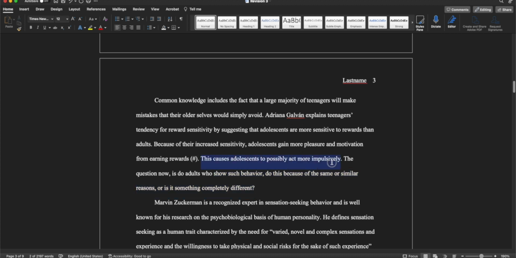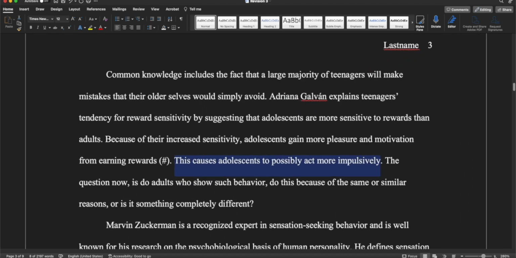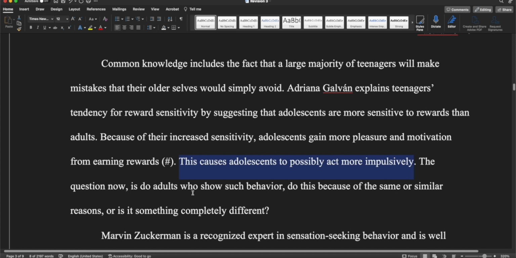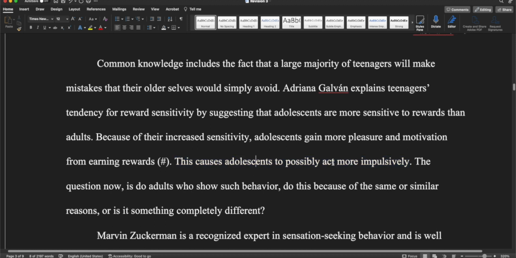Now, I do have another question here. So let's look at the nature of this information. Let's zoom in just a bit. This causes adolescents to possibly act more impulsively. So I have a question about this. Does this sound like something that comes from the source? Is this conjecture that the source made or that the author made?